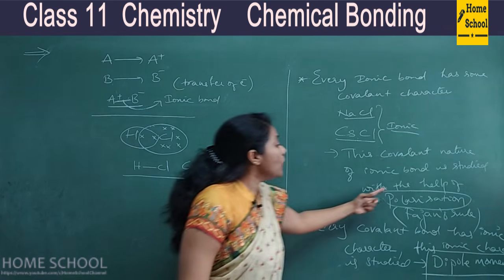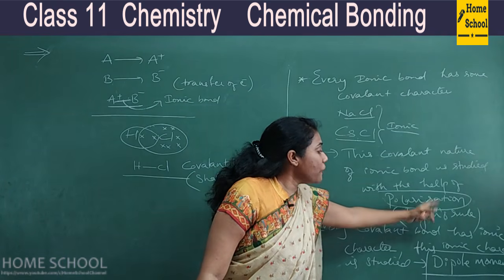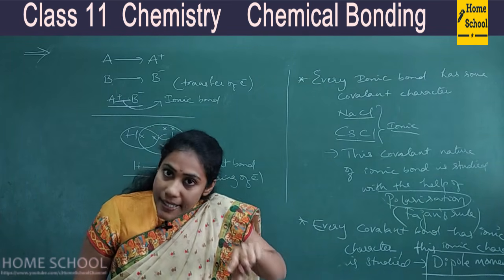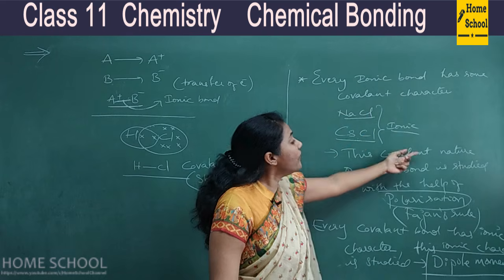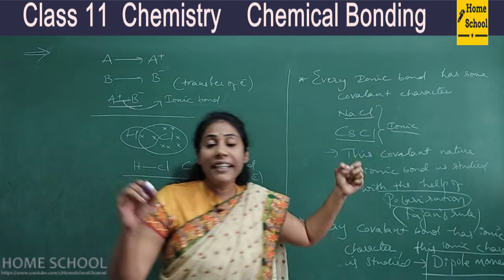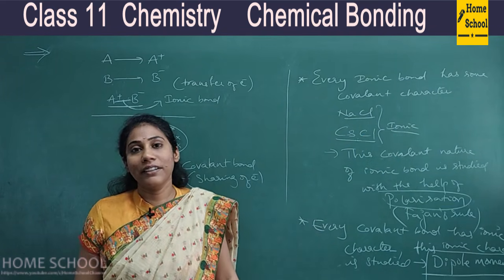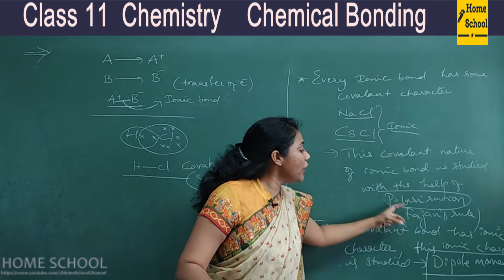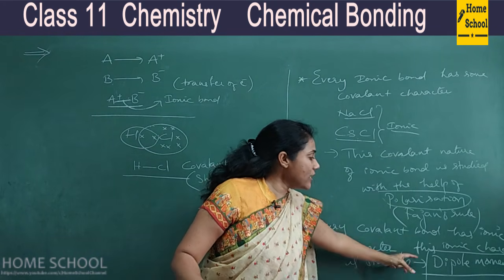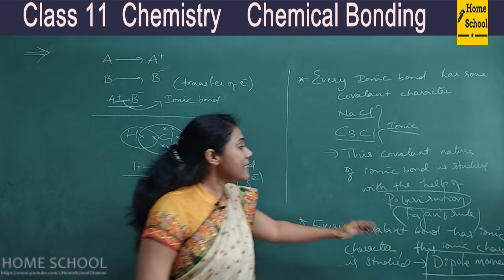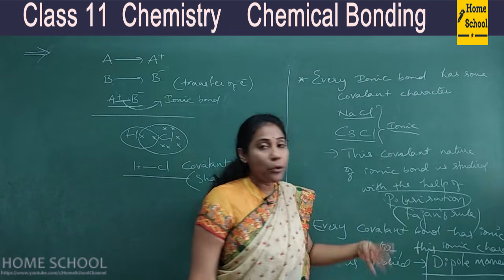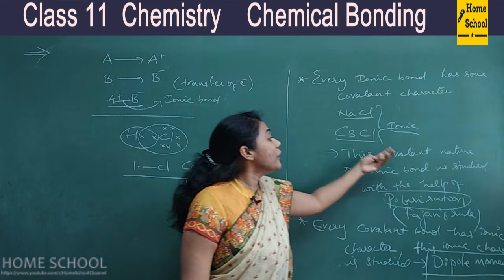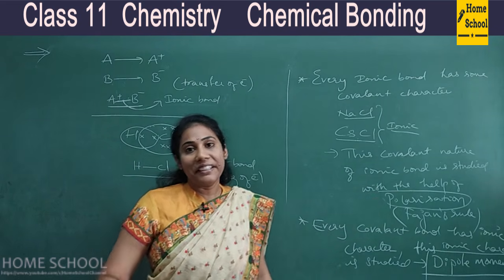Okay, and polarization, or Fazan's rule, is the concept that we study to understand how much covalent character is there in an ionic bond. So now we have to focus on two concepts. One is polarization, the other one is dipole moment. First, let us learn about the concept of polarization. That means using which we can understand the covalent character of an ionic bond.